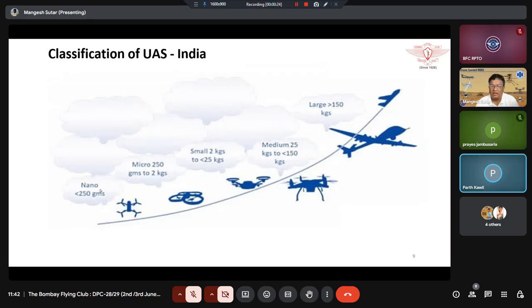Sir, I have one doubt. In the license that we will acquire, we can fly up to medium category, right? Not up to medium category. In small class. Don't make the mistake of saying category. Okay, medium class.